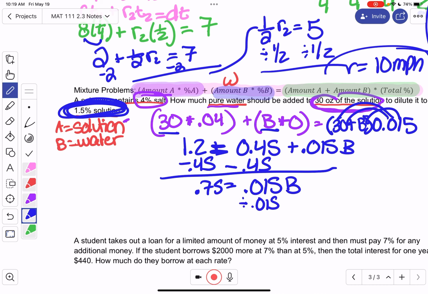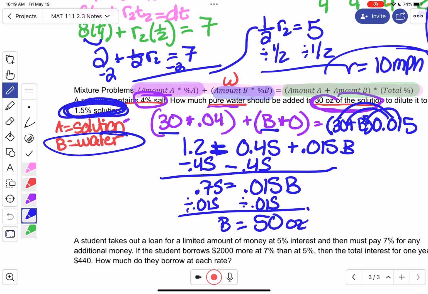Divide both sides by 0.015. And I get 50. So if B is the amount of water, that means we want to add 50 ounces to our solution to reduce that concentration of the solution.